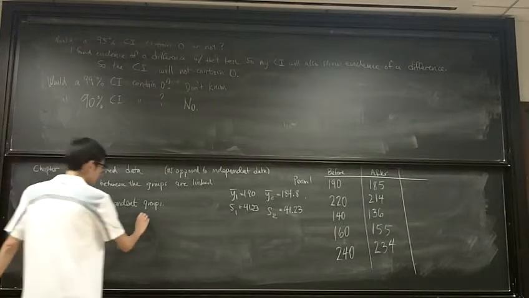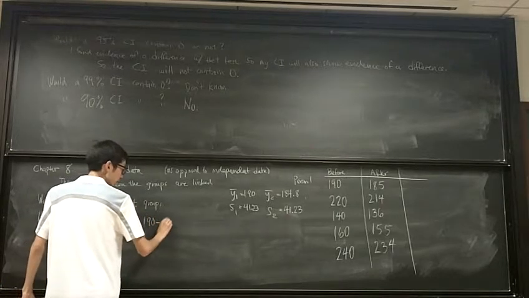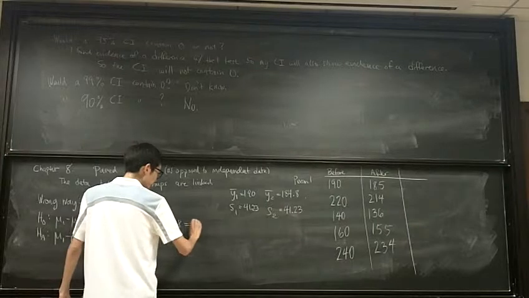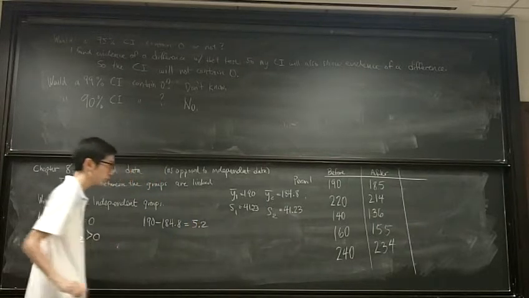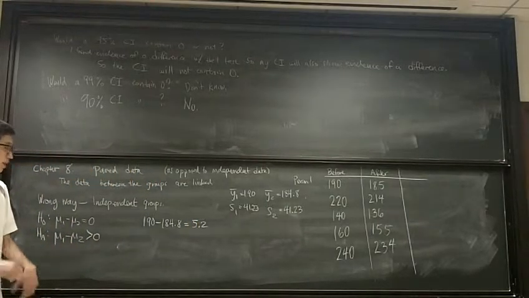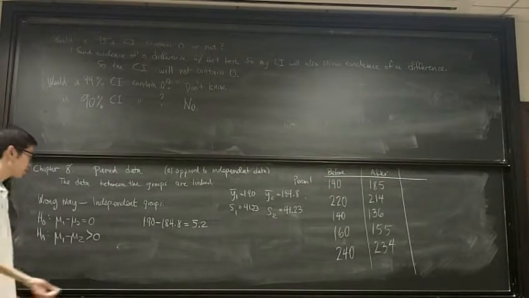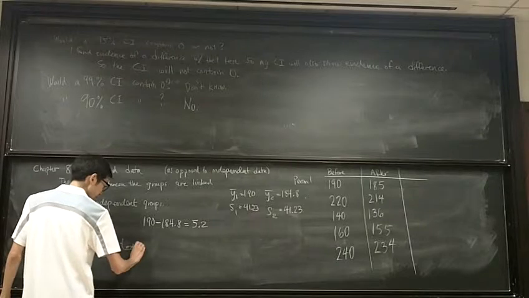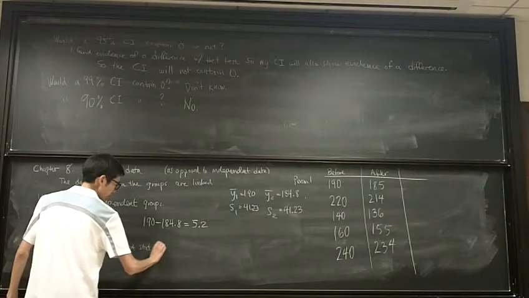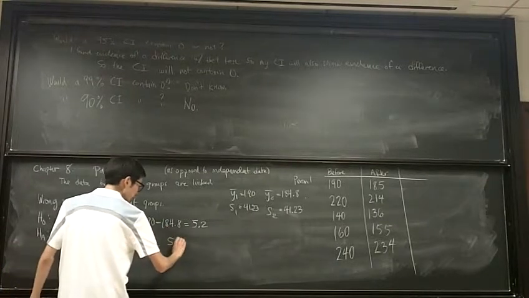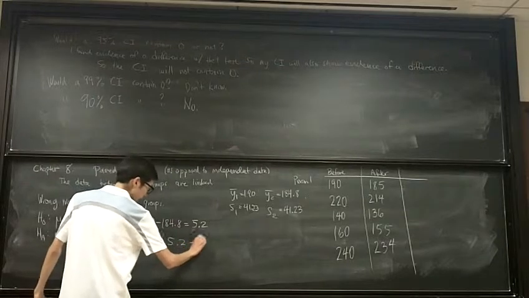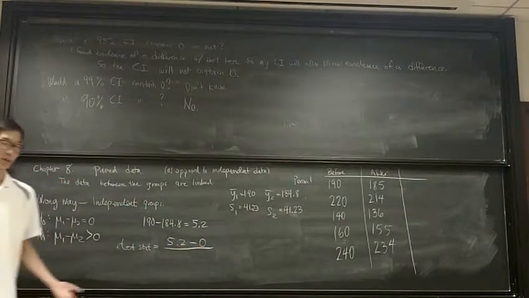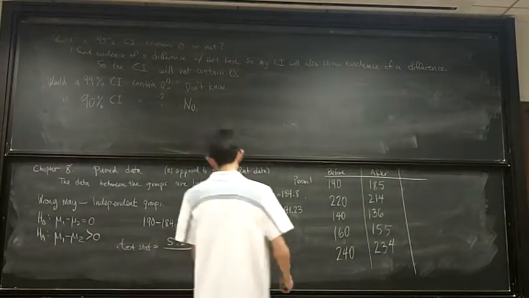And what do we see? 190 minus 184.8. This is my observed difference. A difference of 5.2 pounds. Okay, is that large or small compared to what we're getting? So our test statistic is what we observed, 5.2, minus what we're expecting. We're expecting a difference of 0 if the null hypothesis were true. If the weight loss pill did nothing, we would expect a difference of 0.